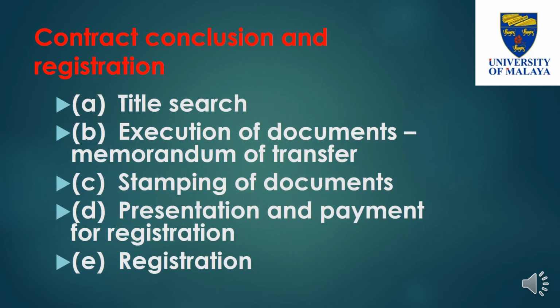During this period after the contract has been executed, but before registration, the following things need to be done. There has to be a title search to make sure that the title is free of encumbrances, that the vendor is not subject to any bankruptcy proceedings, or that no other interests are registered onto the land. The search will reveal all of this.